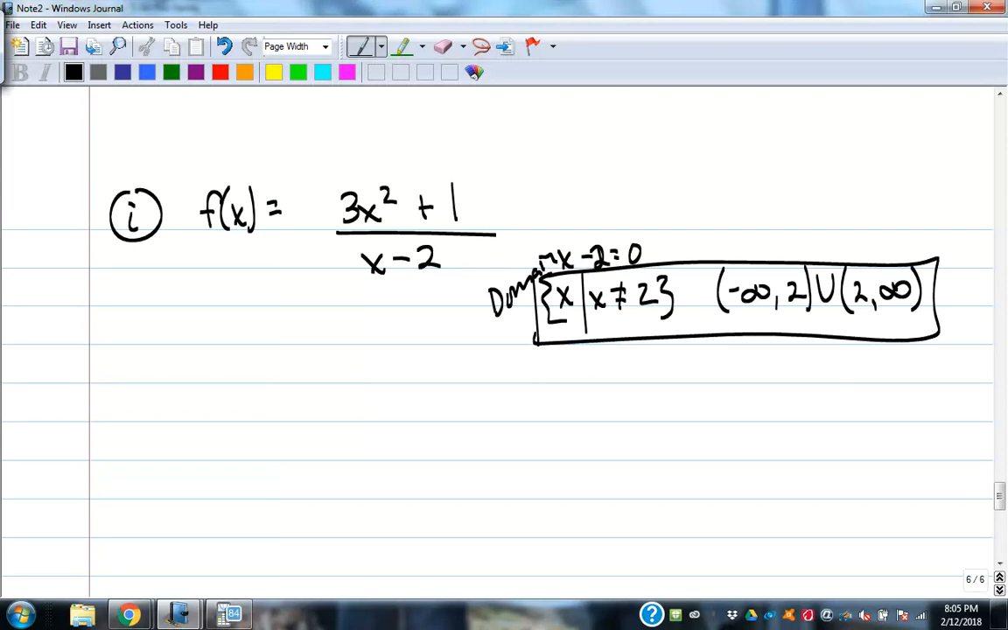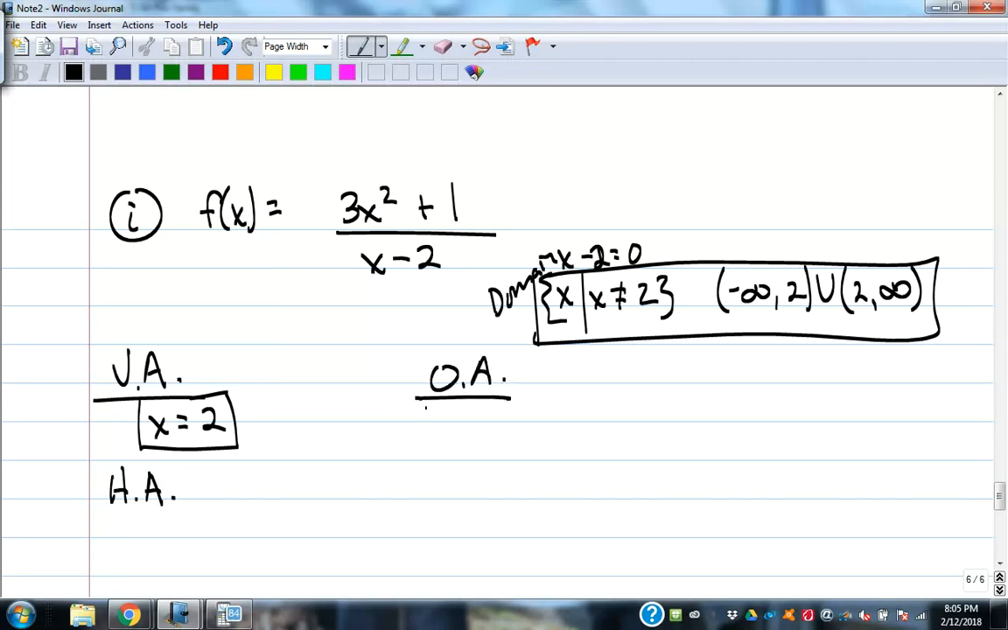Will the numerator factor? No. Well, that's good in a way because that means we know what our vertical asymptotes will be. What will it be? X equals positive 2. Now we got to decide, do we have a horizontal asymptote or do we have an oblique asymptote? Which one again? Why? Yeah. The degree of the top is 1 more than the degree of the bottom. So to find that oblique asymptote, we're going to do long division.